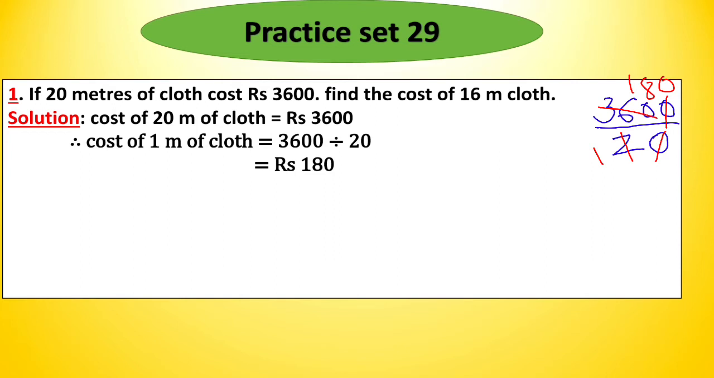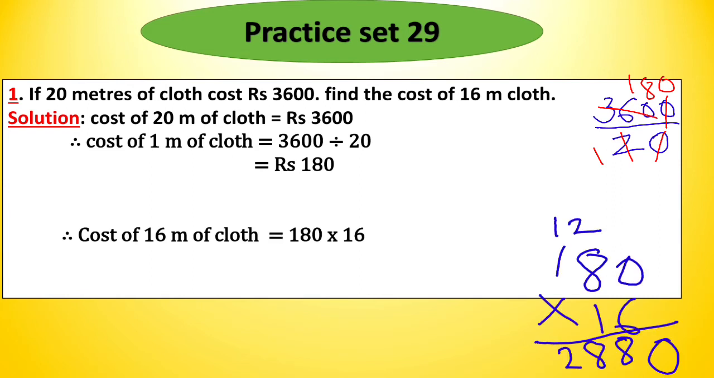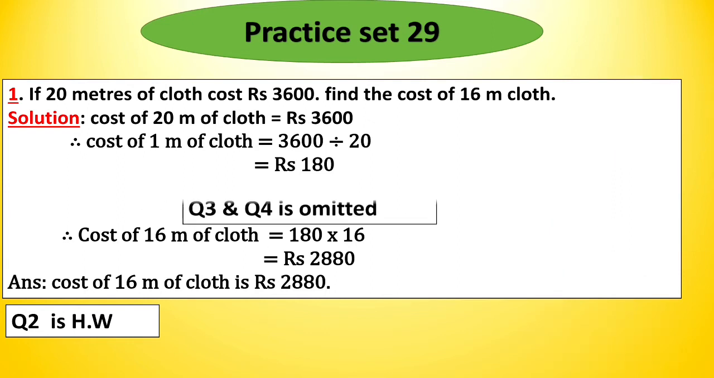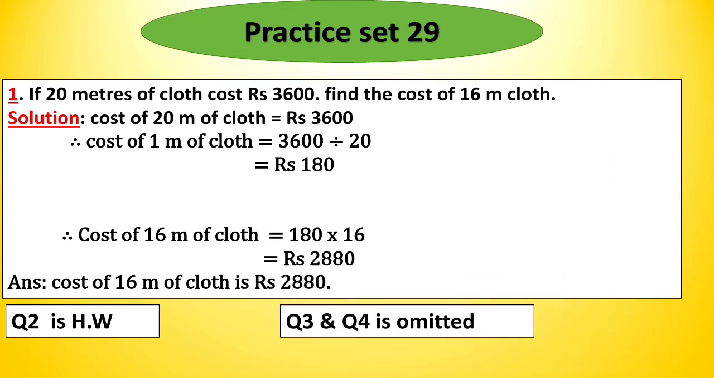But we have to find the cost of 16 meters of cloth. Now what will we do? Multiplication. Yes. So 180 multiplied by 16. Do the rough work, multiplication with the pencil. Here we get how much? 2880. Very good. Children, question number 2 is homework for you. Do it yourself. And question number 3 and question number 4 are omitted.